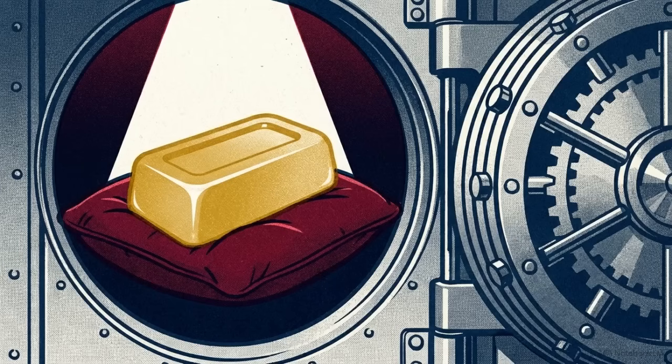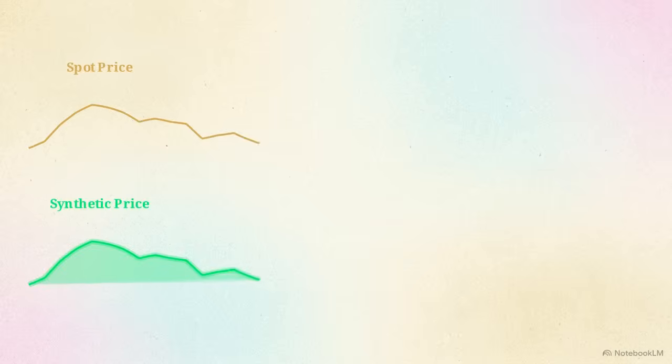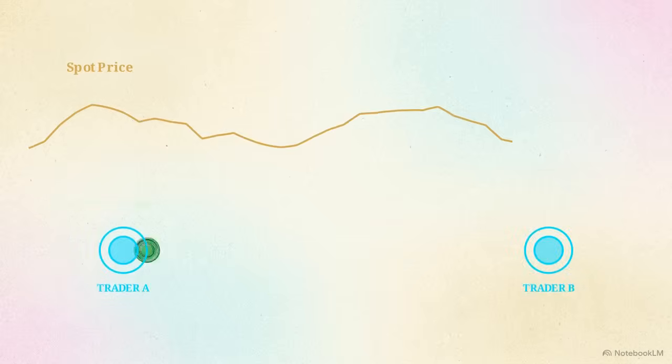If you want to invest in gold, you can buy a physical bar and lock it in a safe, or you can trade a digital representation of that gold bar. In modern finance, these digital versions are called synthetic assets. They mimic the price of the real thing, but you can trade them back and forth endlessly.